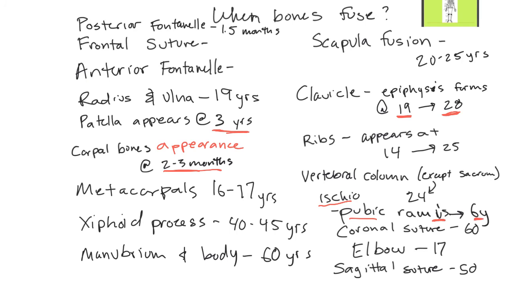Okay, we do know a couple of these. What was the ossification of the frontal suture? We talked about that one last time. 3 to 9 months. And then what about the anterior fontanelle? When did that one ossify? 2 years.